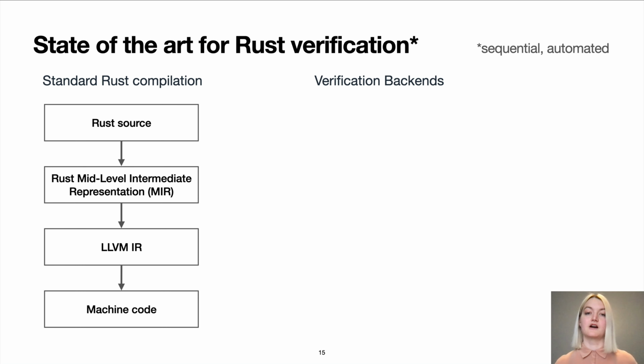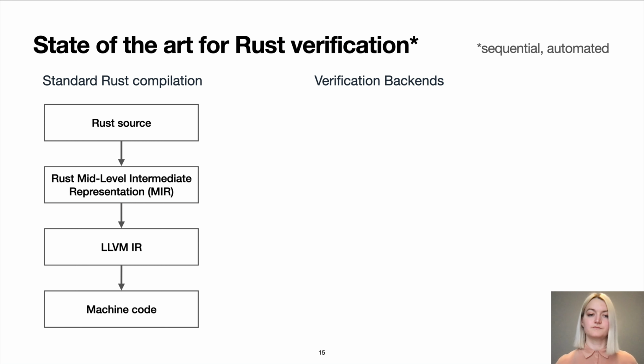To understand the state of the art for Rust verification, we really need to understand standard Rust compilation. So on the left, we take our Rust source code, we go through a series of transformations that I'm not going to focus on today, including a series of intermediate representations, but then we land on Rust MIR, or the mid-level intermediate representation. This is where a lot of the core Rust analysis happens. The Rust compiler later emits LLVM IR, or the shared compiler infrastructure IR, and then LLVM lowers that to machine code.